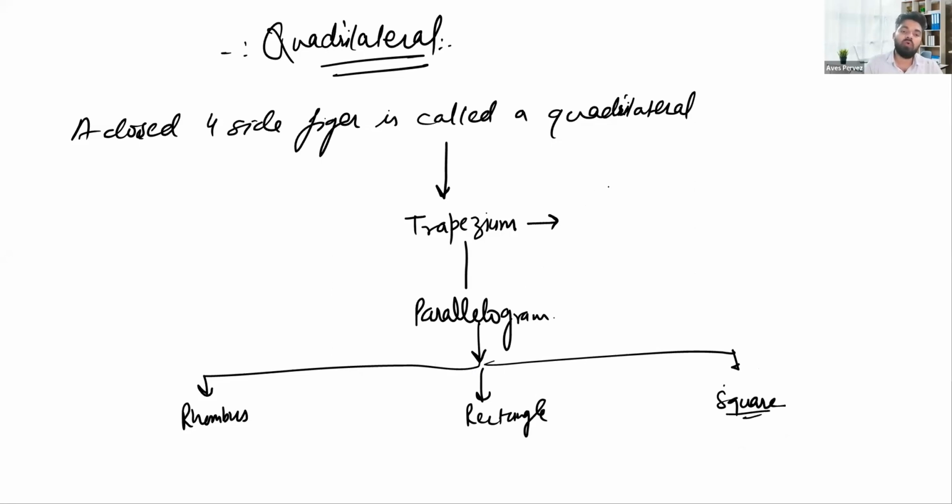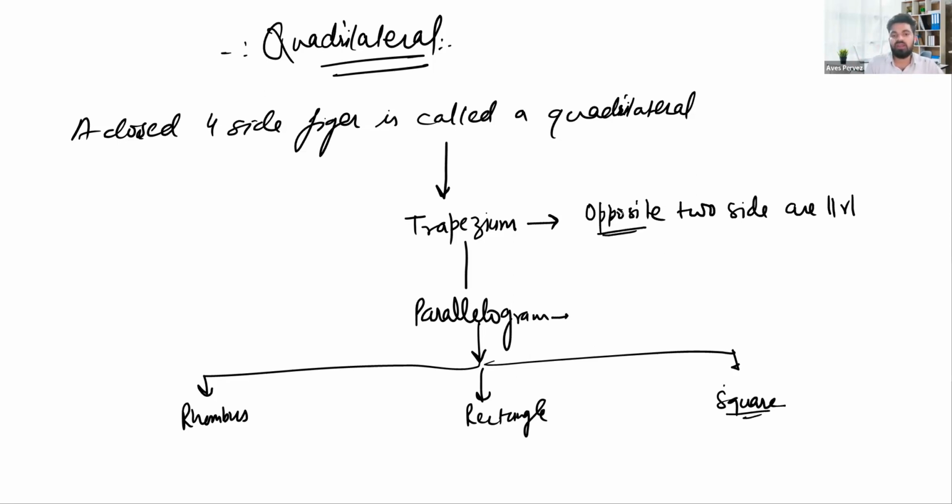Only two opposite sides are parallel. If any quadrilateral has two opposite sides parallel, then it is a trapezium. Square has two opposite sides parallel, rectangle also, rhombus also. All parallelograms have two opposite sides parallel. So whether it is rectangle, rhombus, or square, they are all trapezium. Understood?